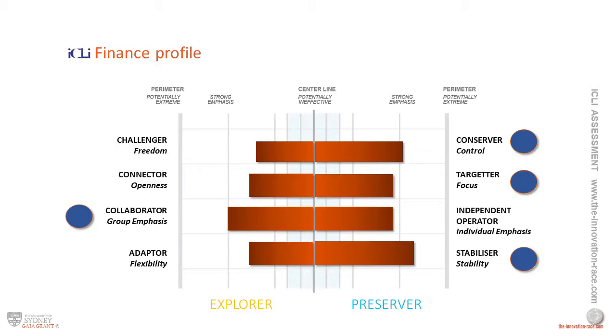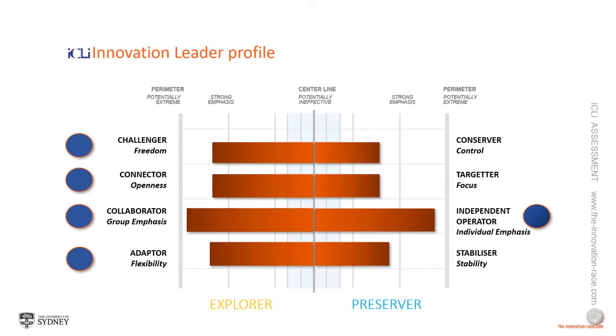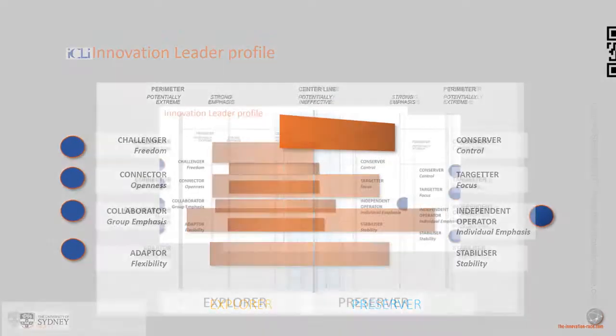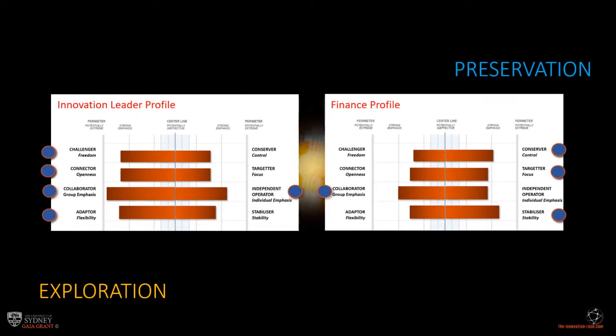And then we had the finance profile, which is mostly on the preservation side. Now, what gets even more interesting is when you put these two profiles side by side, and then you can see what the dynamic is between the different orientations. So I've got an innovation leader on the left side, very strong exploration orientation, and then you've got the finance profile on the right side, and that's pulling back into the preservation orientation.